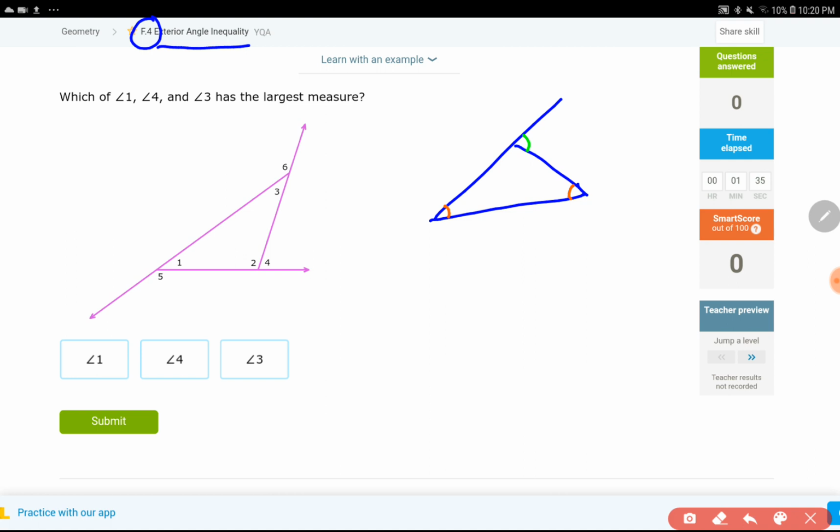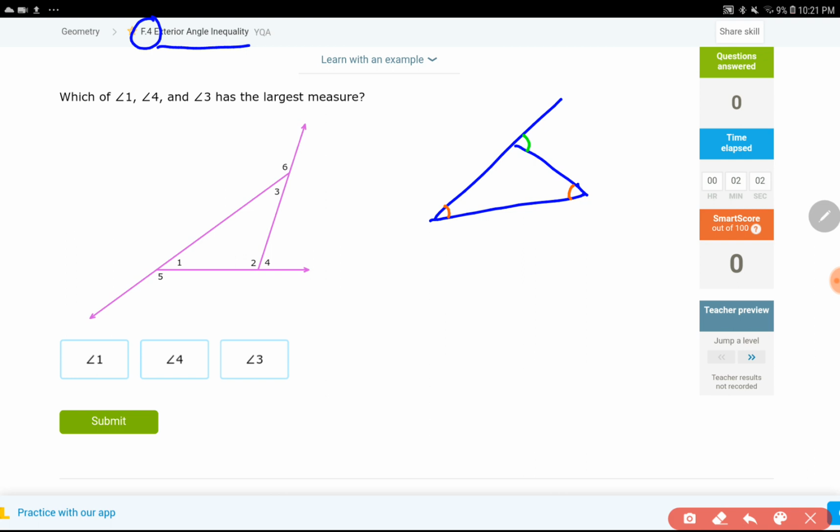It is farther away from these two orange angles. That's why the green angle is called remote. It is called exterior because it is on the outside of the triangle, unlike the two orange angles that are interior. So when we add these two orange angles, the answer is going to be equal to the green angle.